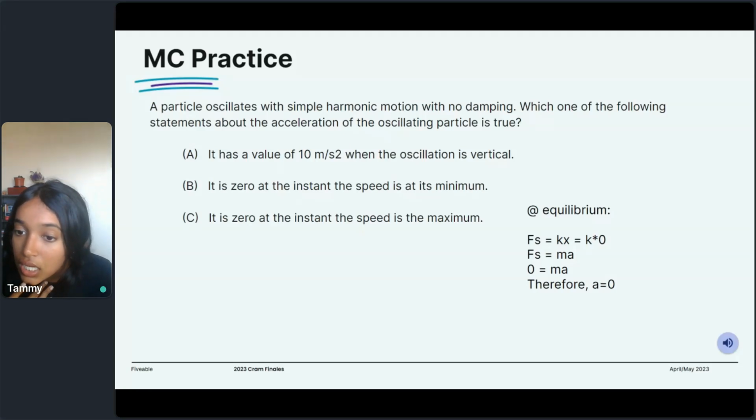Good question. How do you know that this was a spring rather than a pendulum? It talks about it, particle oscillates. Yeah, I should have written that in the problem. We can assume that it's vertical.